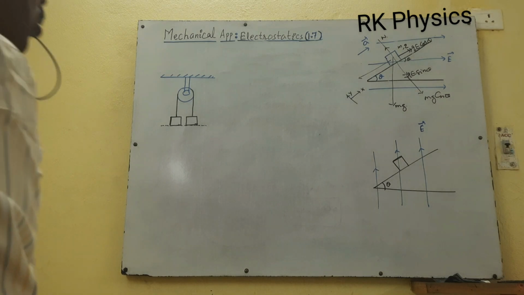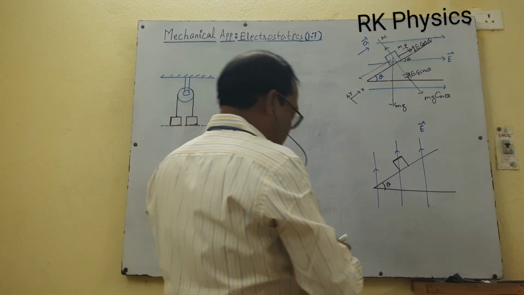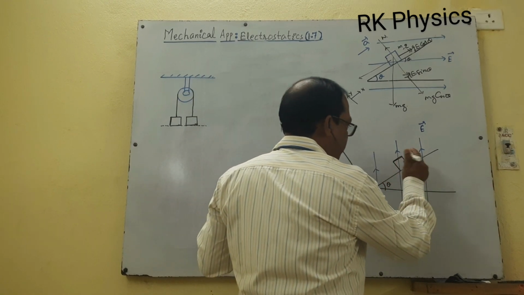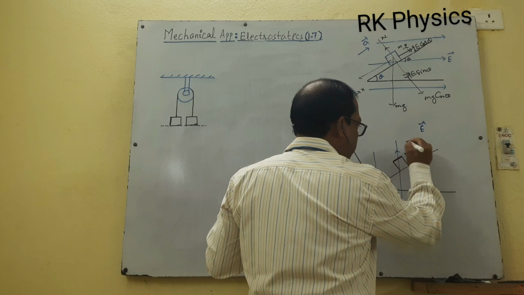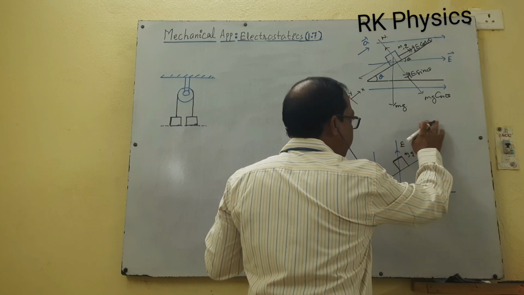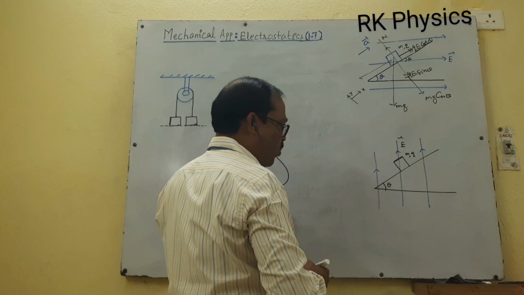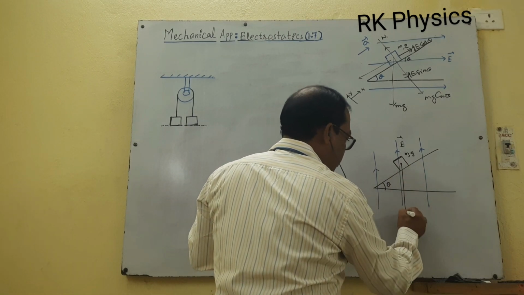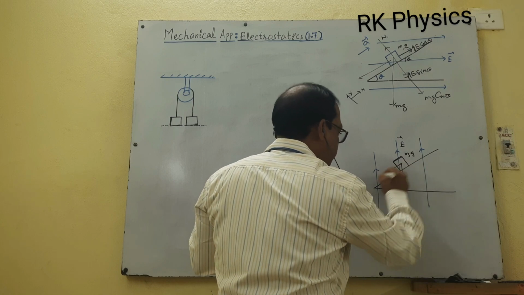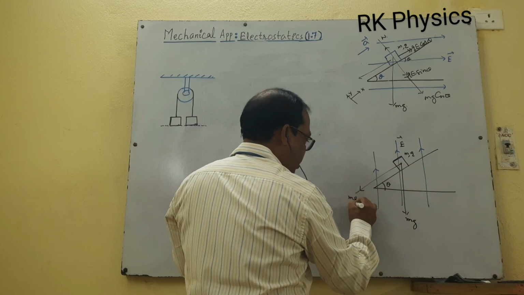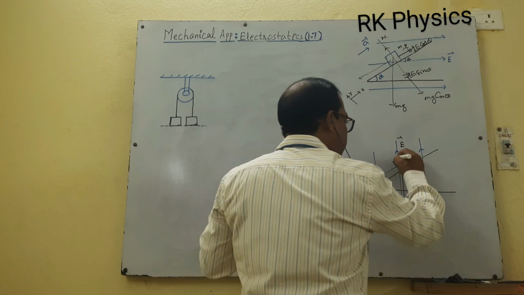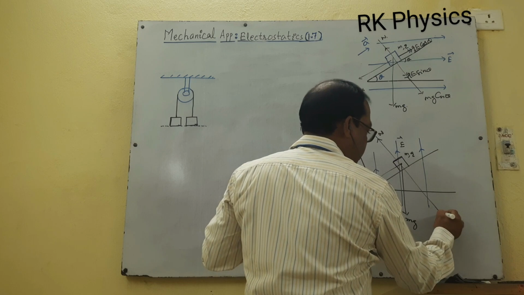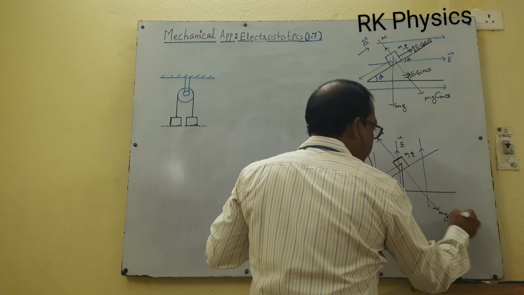Now let us come to the vertical direction of the electric field. Now this is an object of mass m and charge q. So this is the direction of the electric field, vertically upward. Now the weight direction is mg. Like the previous case, this direction is mg sin theta, and this is your normal. This direction is mg cos theta.